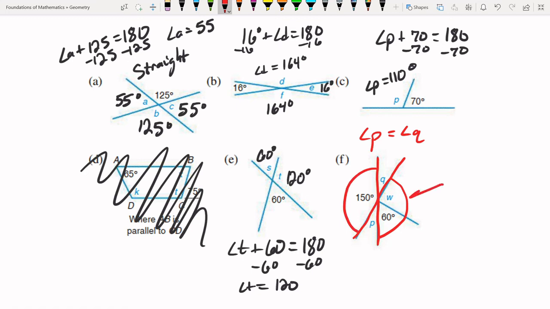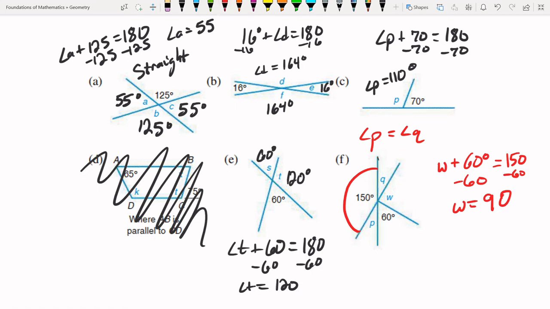Now, what makes up this angle? This angle makes up W plus 60 degrees. That's what that angle is. And that's going to be equal to 150 degrees. So all we have to do is subtract 60, and you see, oh, W is 90 degrees, which means it is a right angle. So let me get rid of the red here, write that in. We know that W equals 90 degrees.